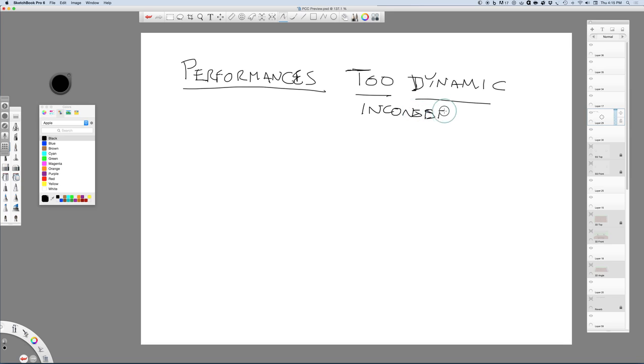And that's inconsistent in terms of the gain, okay, and that's important, not in terms of the timing, because that's a whole other thing, and that gets into editing.